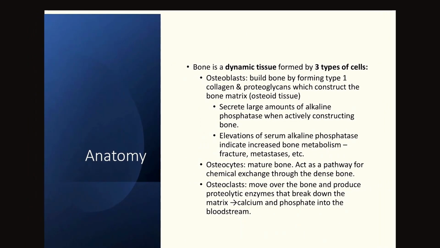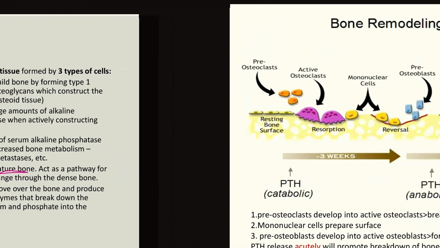Bone is dynamic and it's formed by three different types of cells. We have osteoblasts that build bone. So they're going to be making more bone. So the B for building. We have osteocytes, which is mature bone. And we have osteoclasts with the C, and their job is to degrade the bone. So they're very active when we need calcium in our bloodstream. So osteoclasts come out, break down the bone, get all that calcium back into the bloodstream, and then they'll stop later on. Those are the jobs of those.